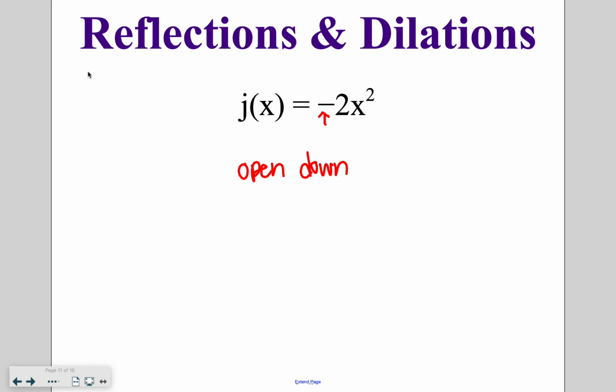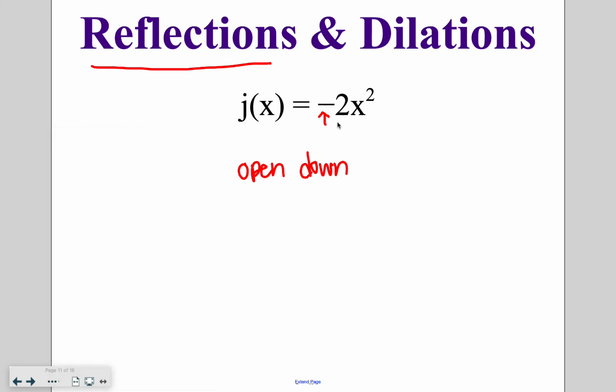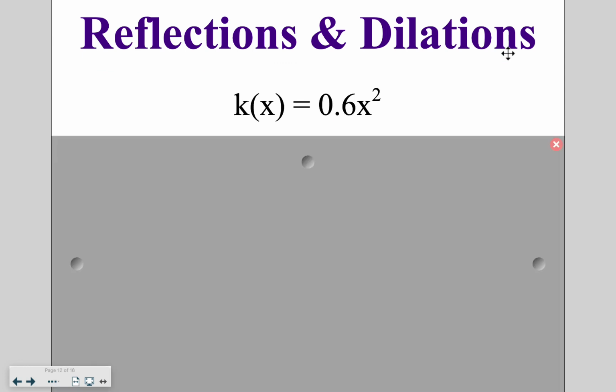That is talking to me about a reflection. The 2 now, ignoring the negative, 2 is bigger than 1. So that is telling me it is going to be getting narrower, and that is looking at the dilation part. Go ahead and determine the direction and the dilation of this function on your own.